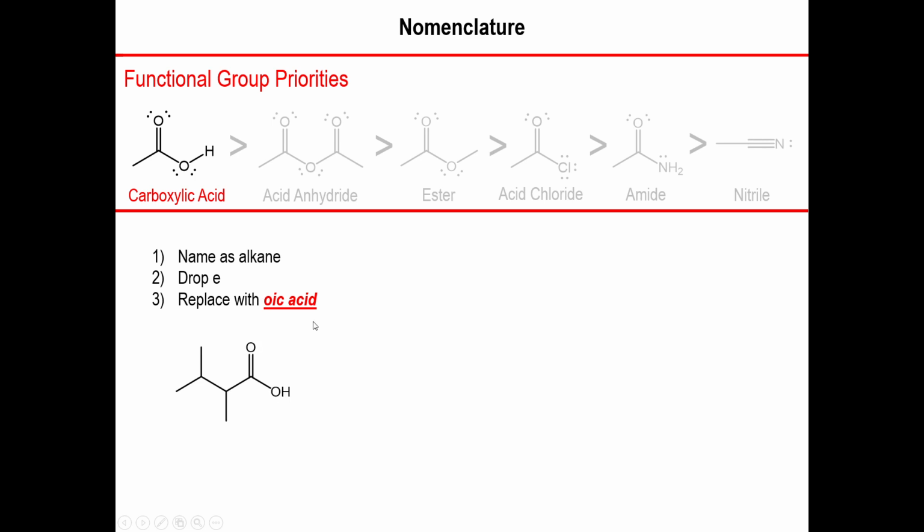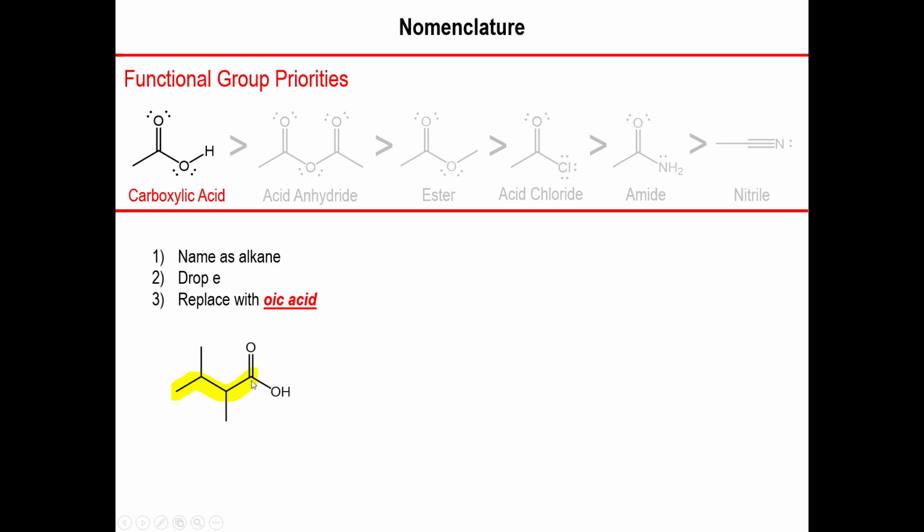So for instance, if you look at the molecule right here, the longest chain happens to be 4 carbons long in total. And what you can see is that you have 2 methyls sticking out of the chain at positions 2 and 3, right? Because we want the functional group to have the lowest number, since it's the highest priority of everything present in this molecule.